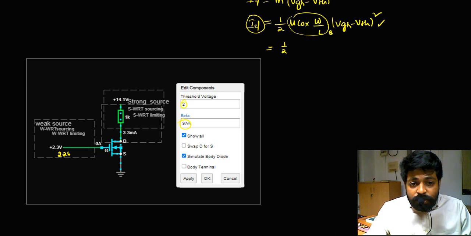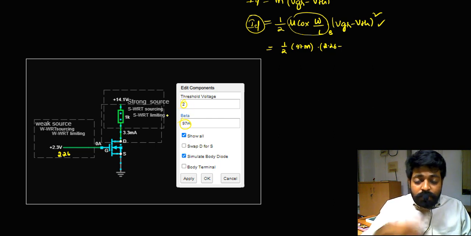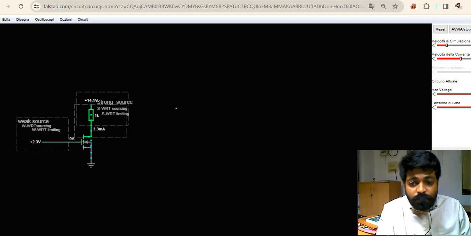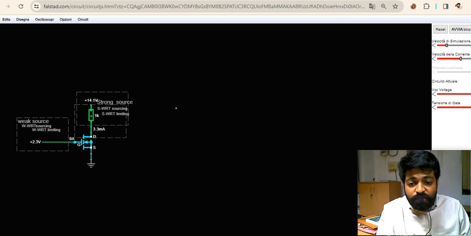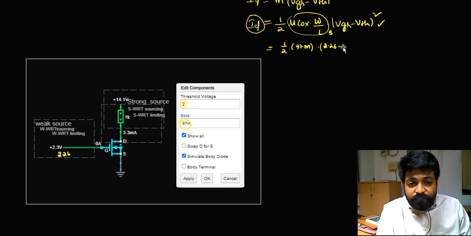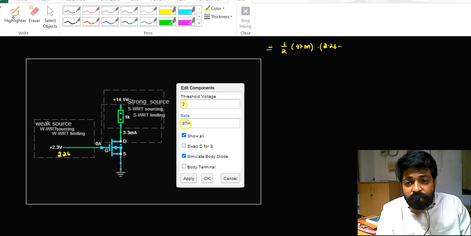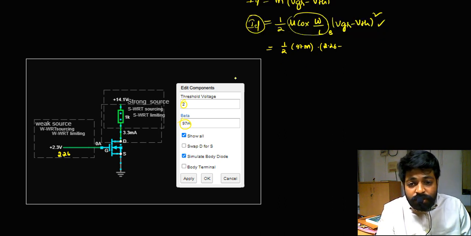The beta value is mentioned as around 97, so I will take 97 milli as it is. And VGS minus VTH: VGS is around 2.26, minus VTH, the threshold voltage you mentioned there. It is possible to change the threshold voltage in the tool. If you double click and want to maintain a threshold voltage of 1.5, let's suppose, you can change it to 1.5. The value I have is around 2.